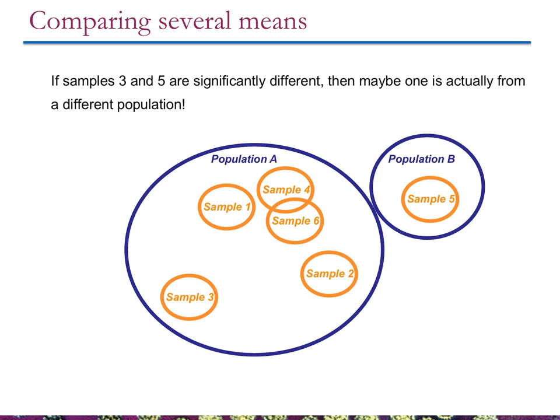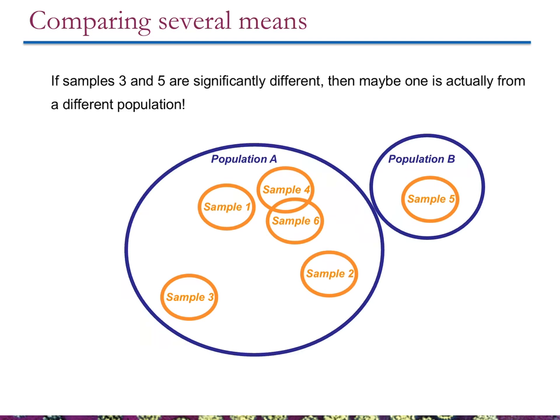If we set our alpha at 5% and run multiple analyses, say a two-sample t-test between 3 and 2, and 2 and 6, and 6 and 4, and 1 and 4, and do all possible comparisons here, we are dramatically increasing our risk of making a type 1 error, and that's not acceptable.